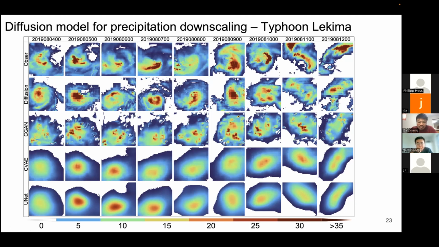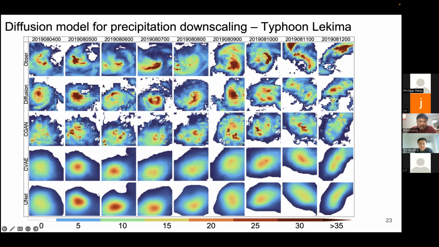We do have the WRF simulation for this particular case, but I don't have time to put it here. And the diffusion model generates much better details compared to WRF, if you configure WRF at 3 kilometer or even 10 kilometer resolution.